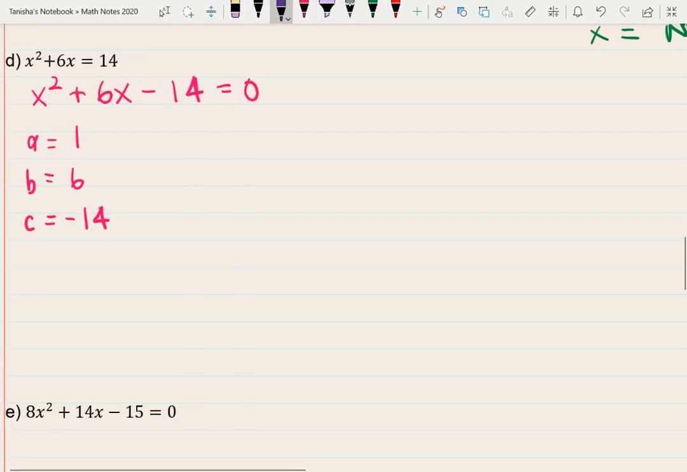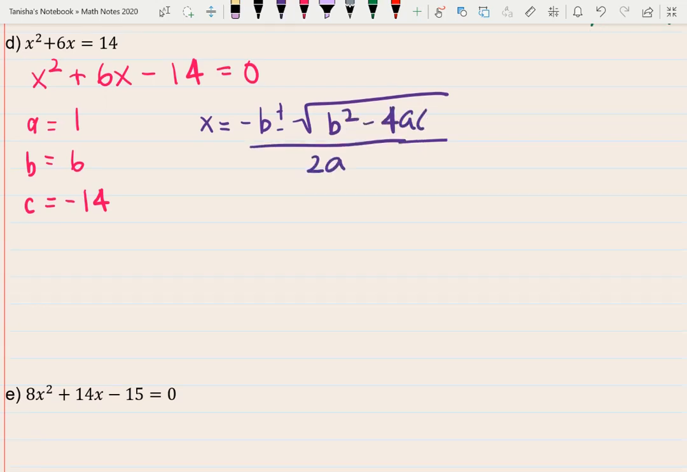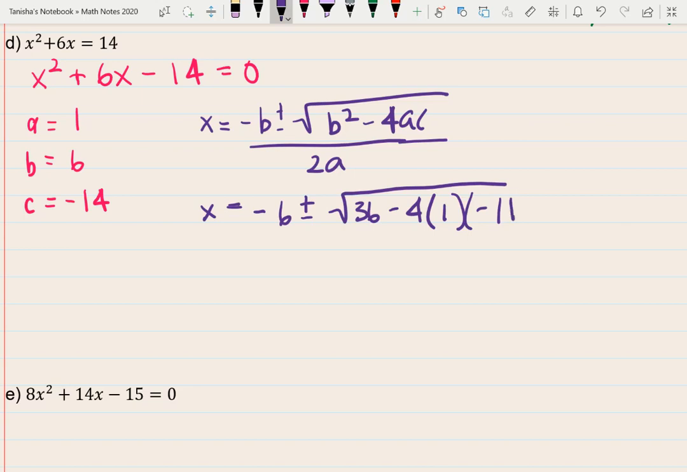Okay, let's plug these values into our quadratic formula. X equals -b plus or minus the square root of b squared minus 4ac all over 2a. So when we substitute in our values, we get x equals -6 plus or minus the square root of 6 squared, which is 36, minus 4 times 1 times -14, don't forget the sign, all over 2 times 1.